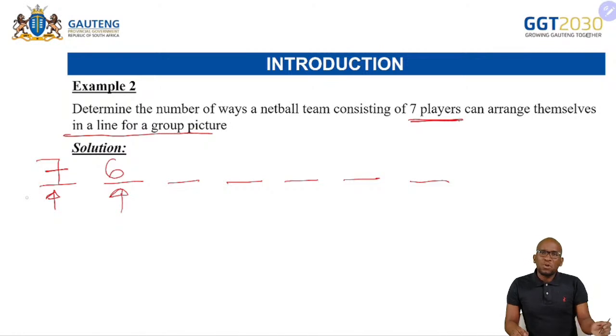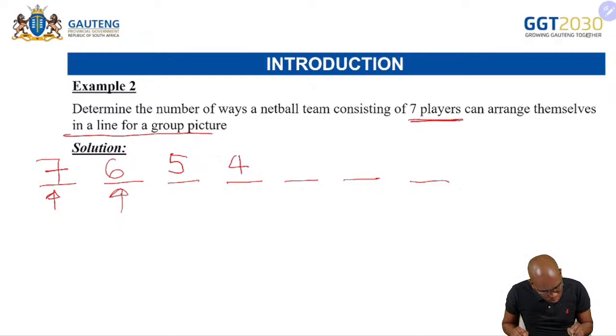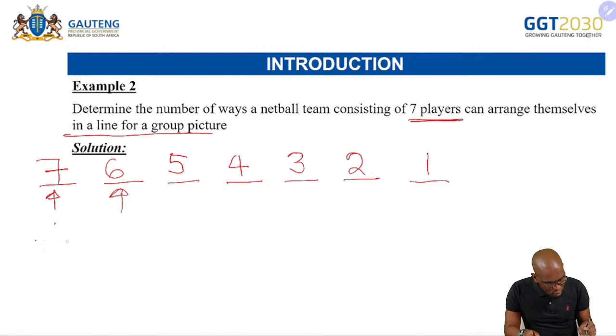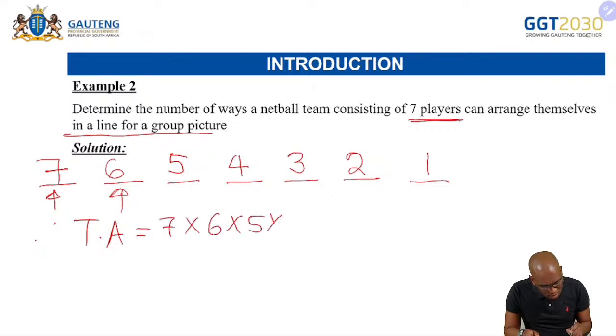Now, for the third position, you've now used 2 players and 2 positions. Now you fill in the third position, that would be 5. The fourth position, that would be 4. The fifth position, 3, and then 2, and then 1. So those are the options that are available for you. So therefore, the total arrangement in this case would be 7 times 6 times 5 times 4 times 3 times 2 times 1.